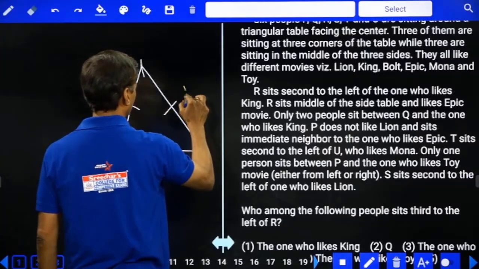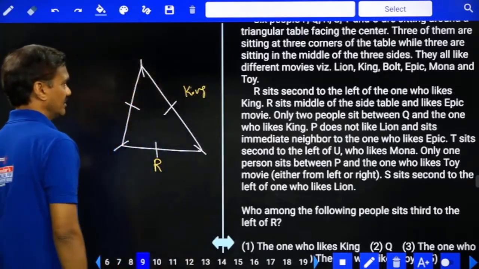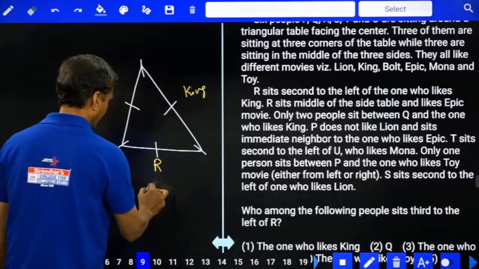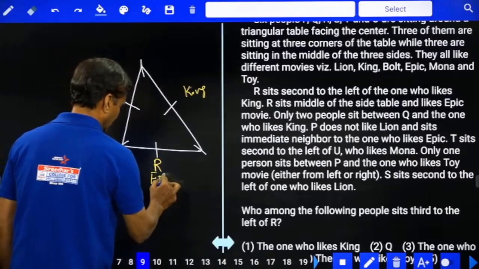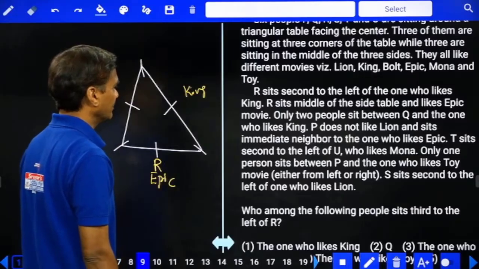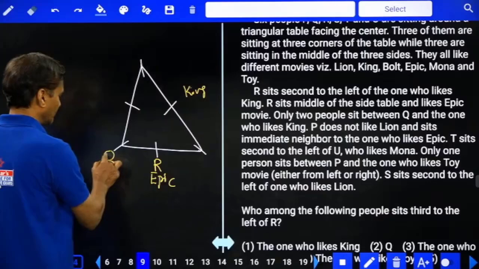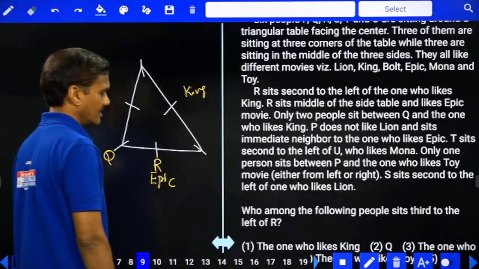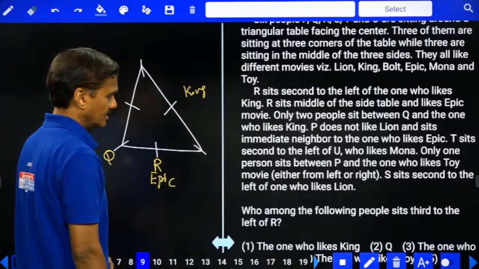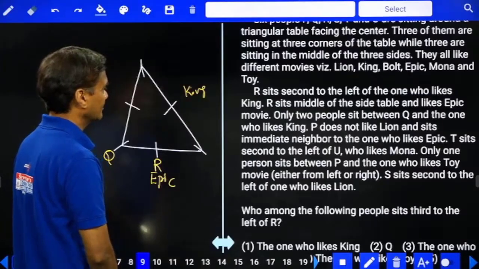R is seated second to the left of the one who likes King. R sits in the middle of the table and likes Epic. Then there are only 2 people between Q and King. Q and King, 2 people in between, means they are opposite to each other. Q must be here. How many people are in between Q and King? There are exactly 2 people.